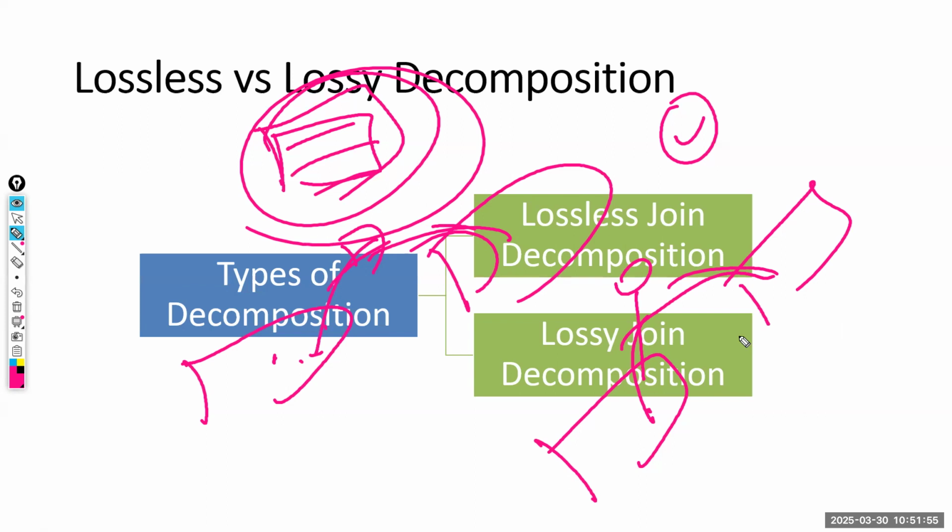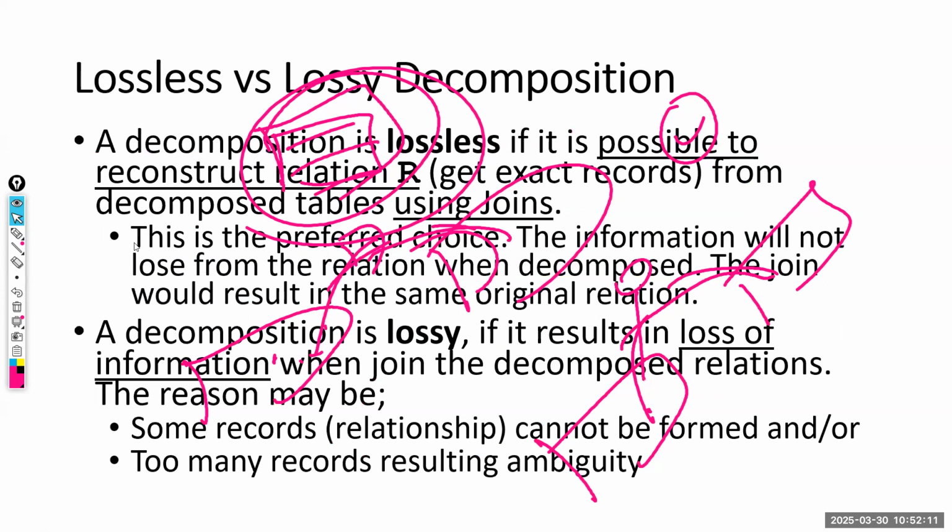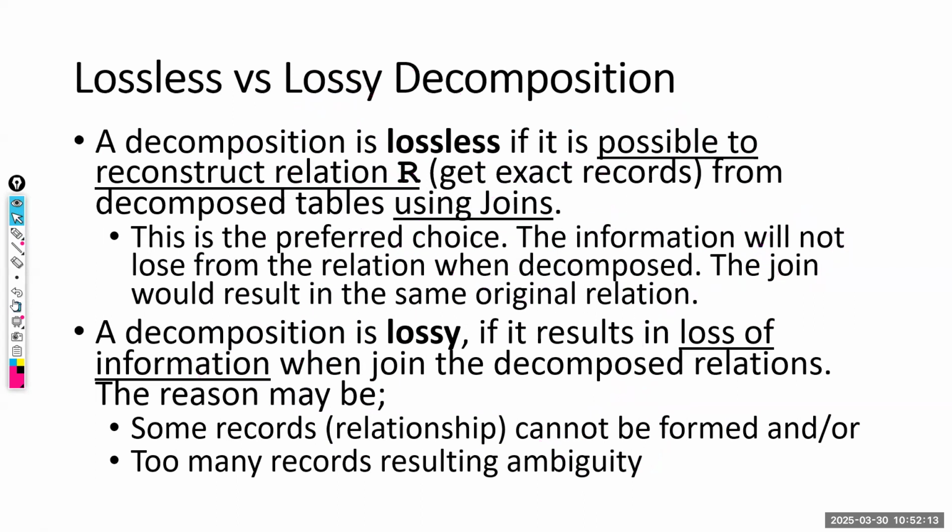If not, that means your new table structure or the relationships are not preserving the integrity of the data. That means we can't get the original data. So lossless if it is possible to construct the relation R using joins, exact records. Lossy if it results in loss of information when joining the decomposed relations.